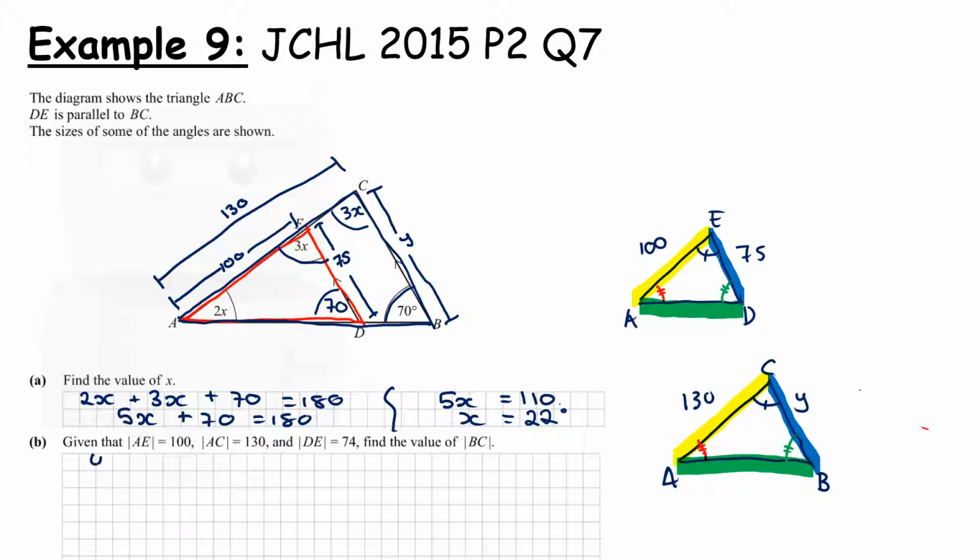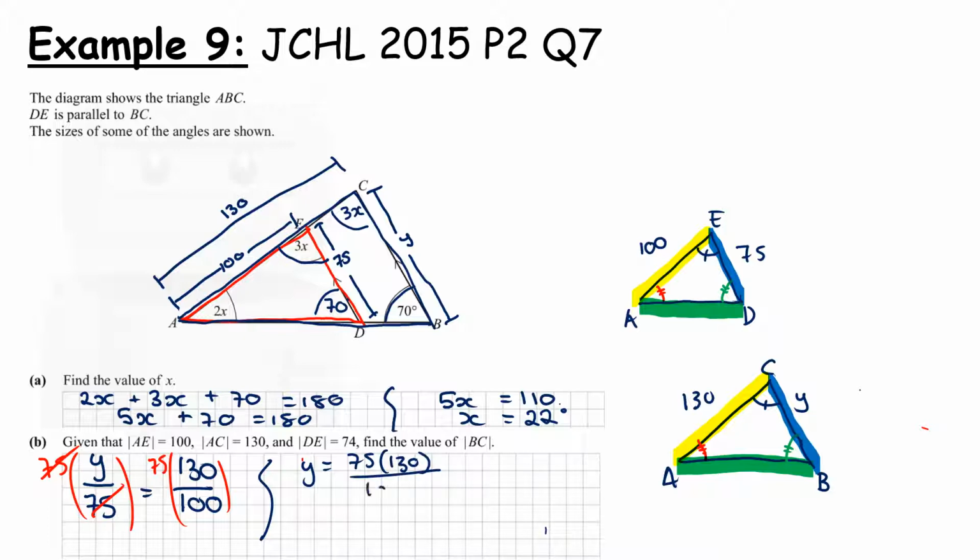So now visually we should be able to see we're working with the yellow and the blue sides. I'm going to say the blue side in one triangle divided by the blue in the other is equal to the yellow in one triangle divided by the yellow in the other. Again, I'm always focusing on my missing side first, just to make my life a little bit easier from an algebra point of view. Multiply both sides by 75 to get rid of my denominator here, and we get y is equal to 75 times 130 divided by 100, and we get y equals 97.5, which is the length of BC. So it's all about the setup, and then the rest of the question will flow.